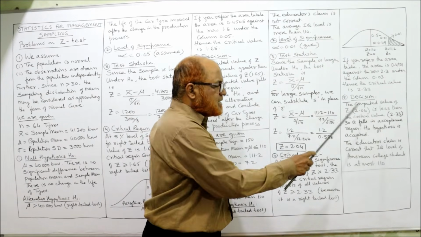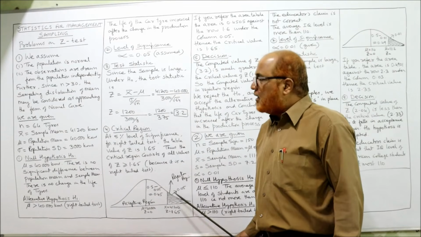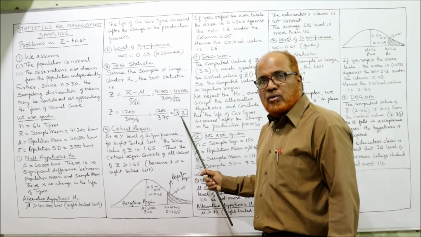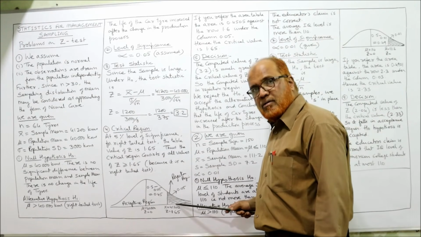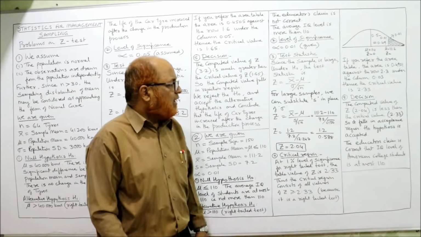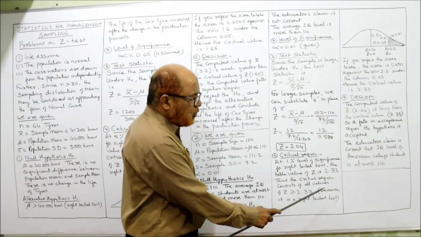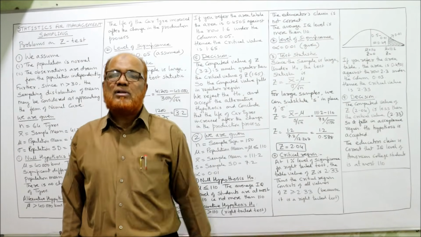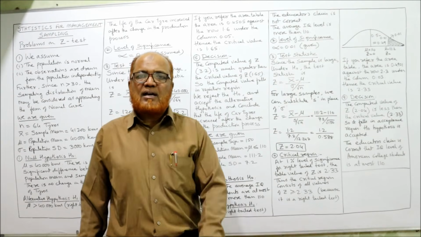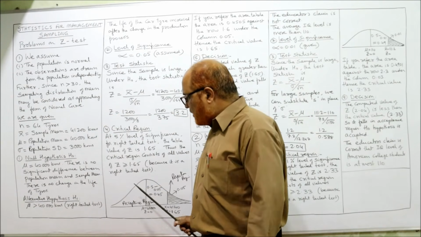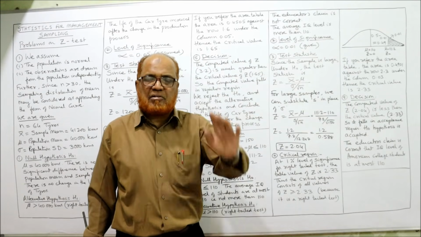The null hypothesis is accepted. In the previous problem, it fell in the rejection region, because the computed value 3.2 is greater than 1.65. But here the computed value 2.04 is less than the critical value 2.33, so it falls in the acceptance region. When it falls in the acceptance region, we accept the null hypothesis. Whatever null hypothesis we have written will be accepted, and the alternative hypothesis rejected.